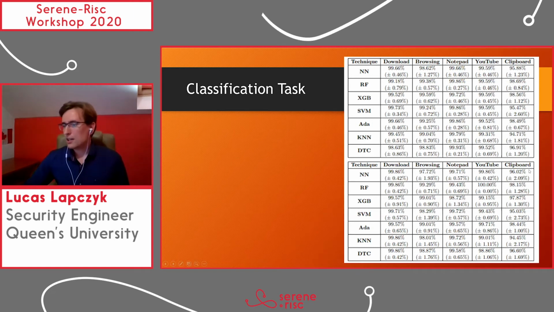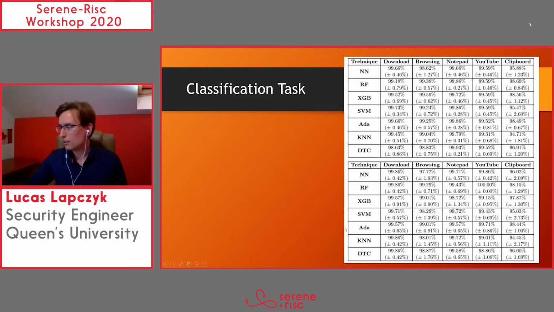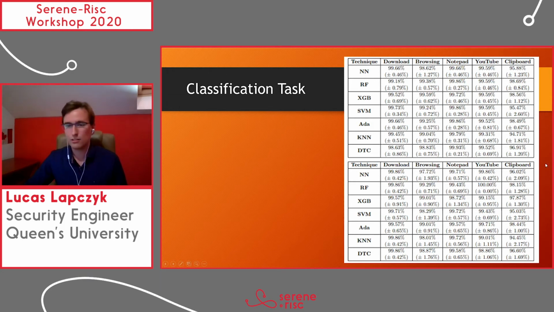Next, our classification task. The table on the right shows accuracies with standard deviation across cross-validation. It shows accuracies for specific behaviors, and the upper part of the table is for the remote virtual machine traffic. The lower half of the table is for the local subnet virtual machine. So as you can see, we achieved scores in the high 90s, so we've done pretty well.